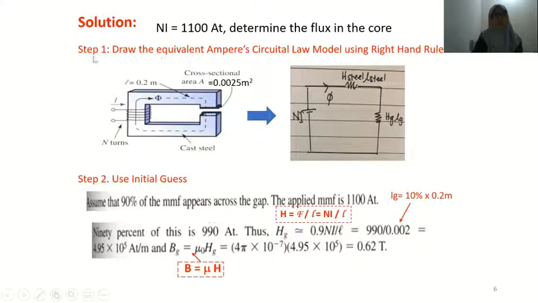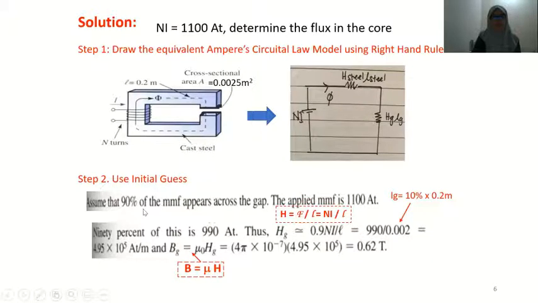The first step is to draw the equivalent Ampere circuit law. The equivalent circuit has the Ni source with the flux flowing in series in the closed loop circuit, but you have the MMF drops here, which are H L steel and H L G.